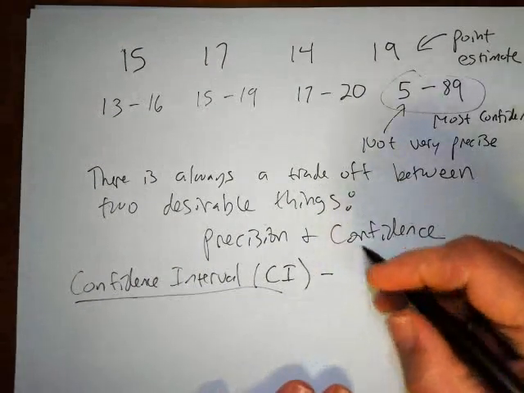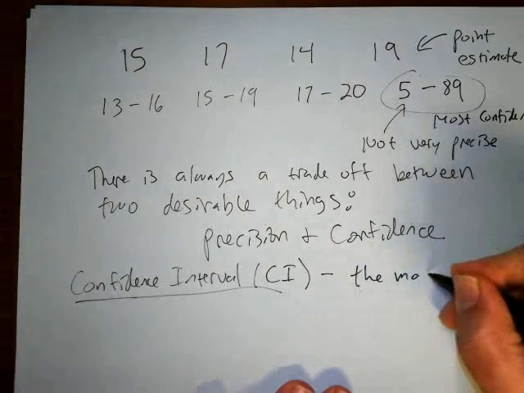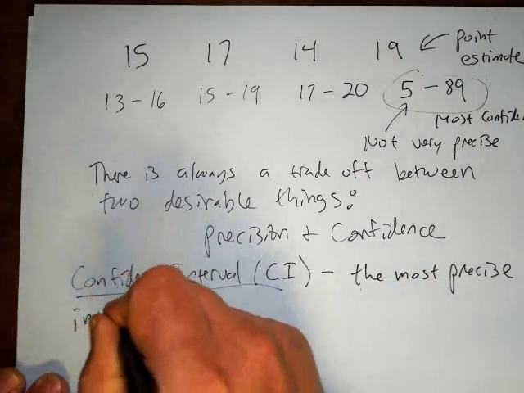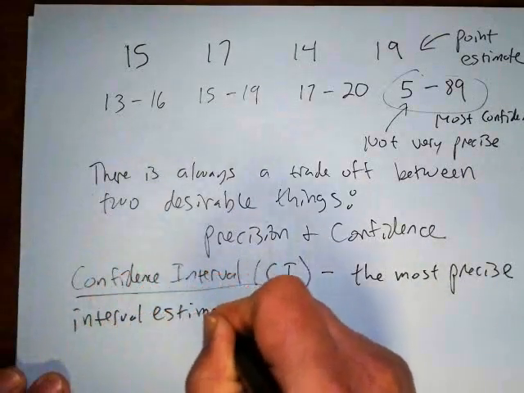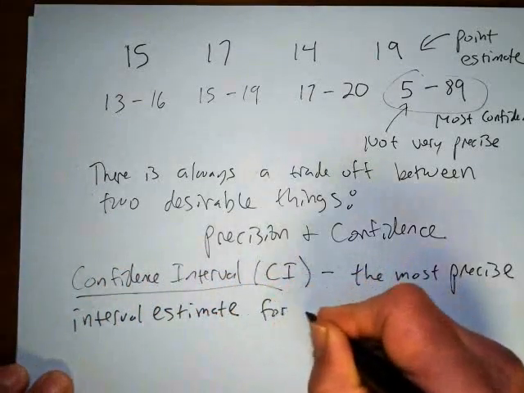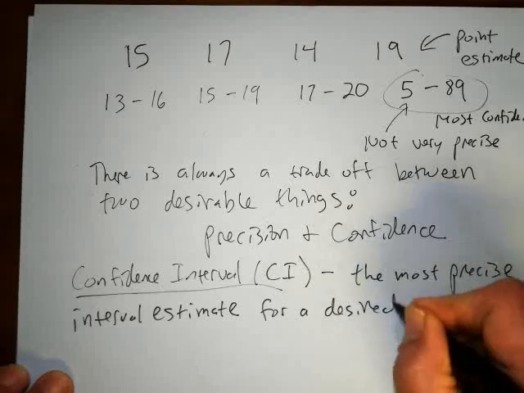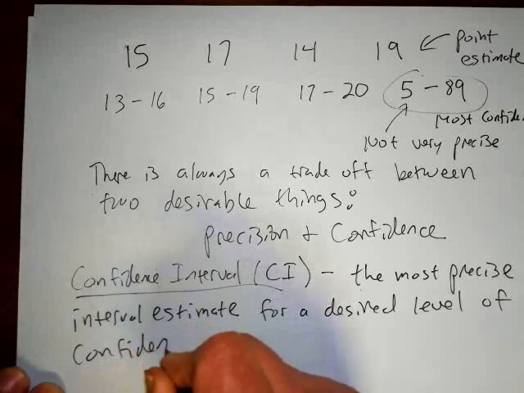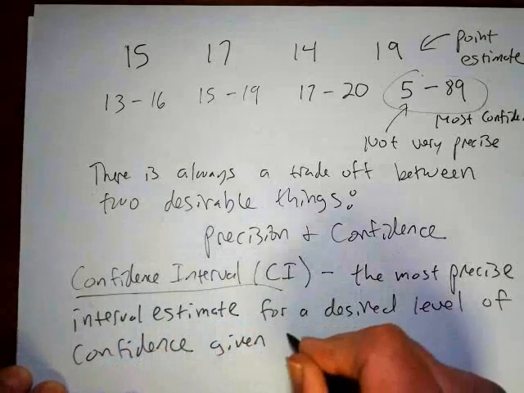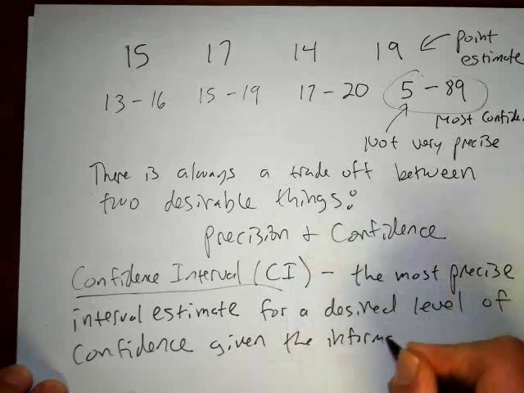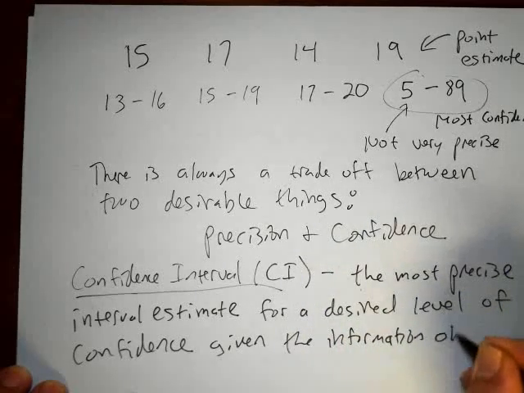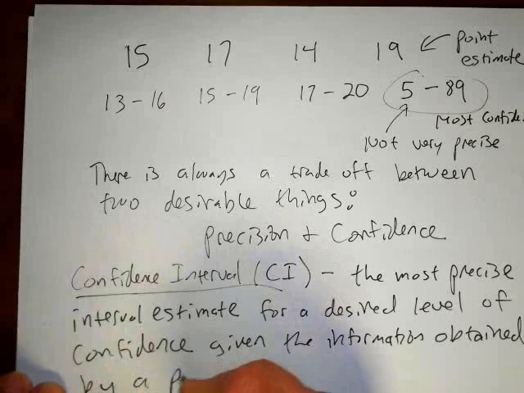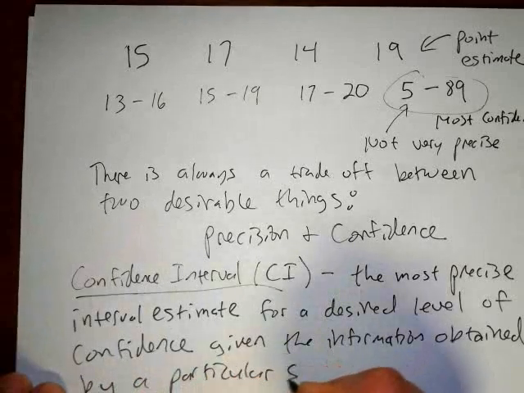So a confidence interval is basically the most precise interval estimate for a desired level of confidence given the information obtained by a particular sample.